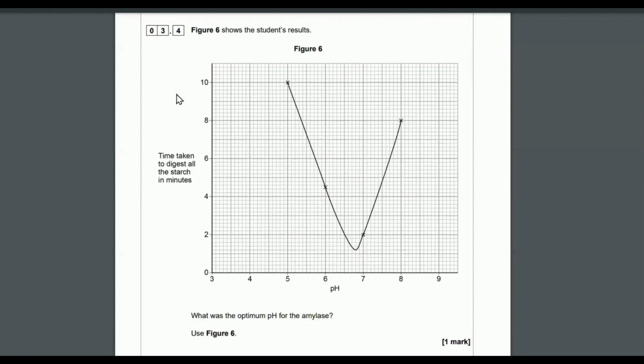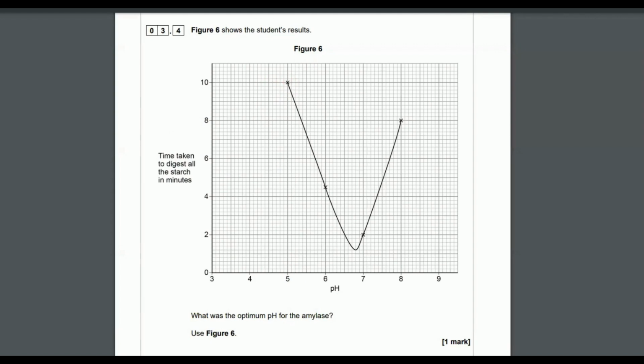3.4 shows the student's results. Figure 6, time taken to digest all the starch in minutes. What was the optimum pH for the amylase? So this is how long it took to digest the starch. So for instance, at pH 5, it took 10 minutes to digest the starch. Is that optimum? Normally, this is another trick question.